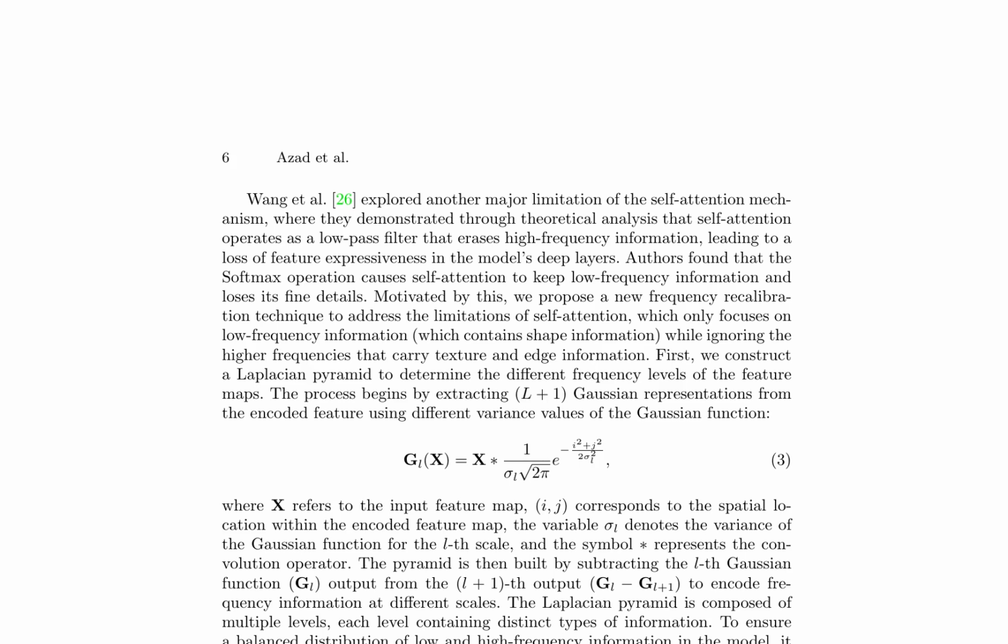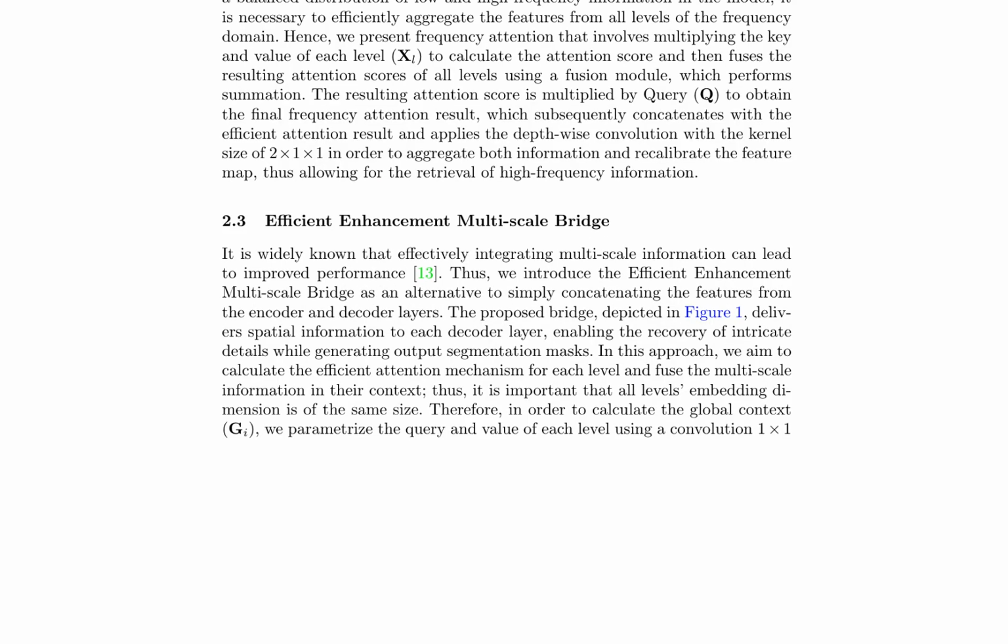The pyramid is built by extracting multiple Gaussian representations from the encoded feature using different variance values of the Gaussian function, as defined in equation 3. Each level of the pyramid contains distinct types of information, and frequency attention is introduced to efficiently aggregate features from all levels. Frequency attention involves multiplying the key and value of each level to calculate attention scores, and then fusing the resulting attention scores of all levels using a fusion module. The final frequency attention result is concatenated with the efficient attention result and applied with depthwise convolution to aggregate both information and recalibrate the feature map.